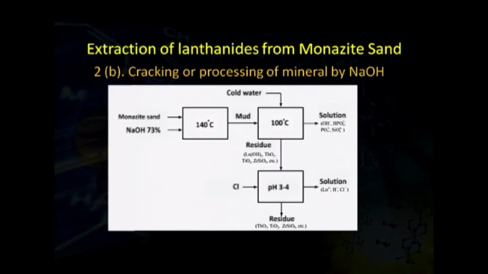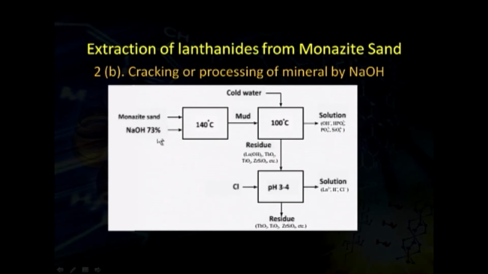The second is the cracking processing of the mineral by sodium hydroxide. In the alkaline process, hot sodium hydroxide is taken at 140 degree centigrade. This process allows the valuable phosphate content of the ore to be recovered as crystalline trisodium phosphate. The lanthanide or thorium hydroxide mixture can be treated with HCl to provide a solution of lanthanide chloride and an insoluble sludge of the less basic thorium hydroxide. This is the process for extraction of the lanthanide in presence of sodium hydroxide, the alkaline process.